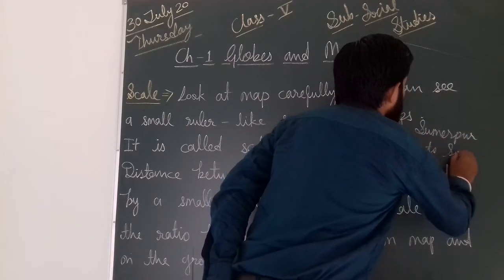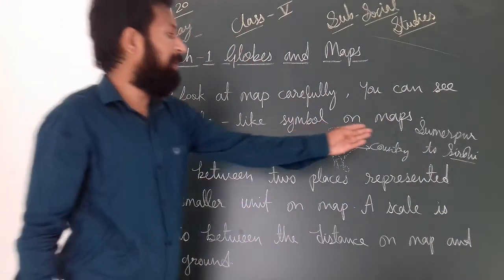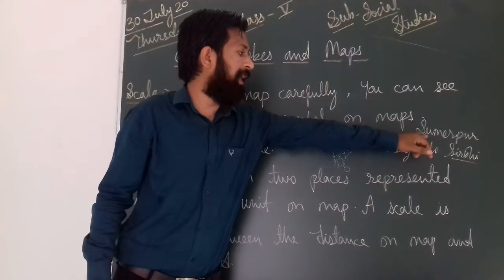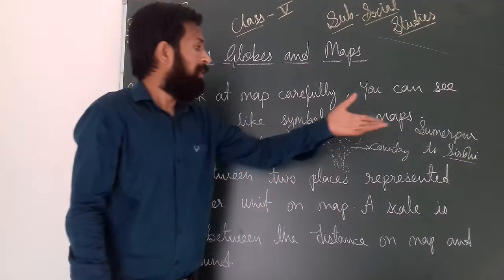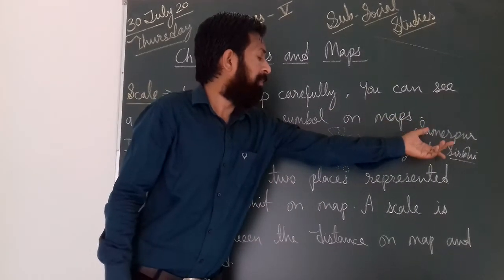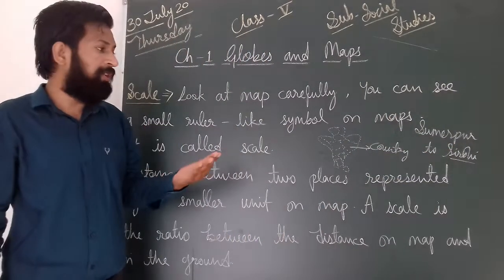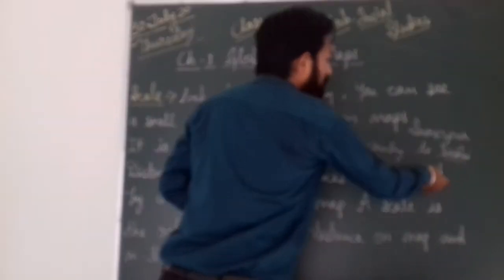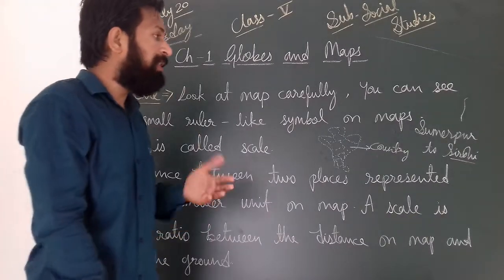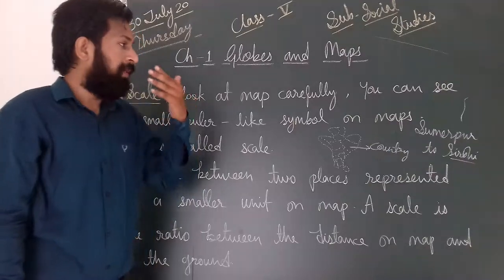Sumerpur to Siroi. If we are showing those places on a district map, like Pali and Siroi, and we want to mention the distance from Sumerpur to Siroi, then it is not possible to draw a line of 35 km on the map. If you want to show the actual distance, you have to draw a 35 km line, and that is not possible. In that condition we take a scale.